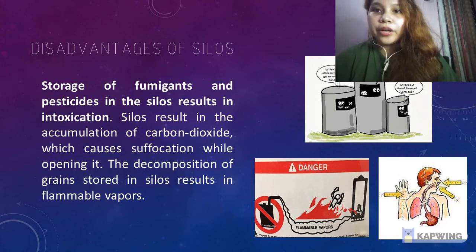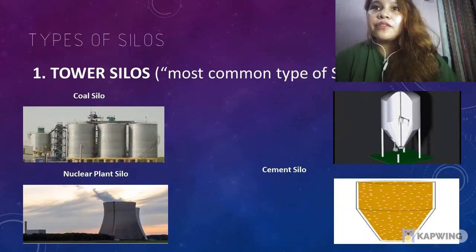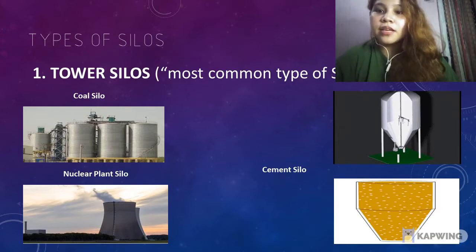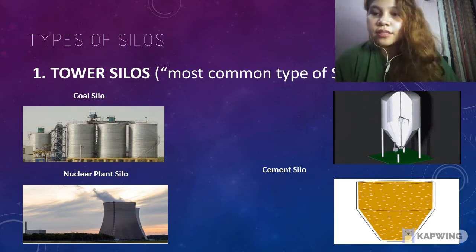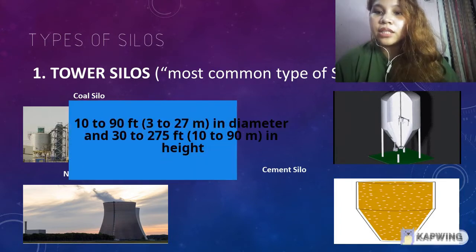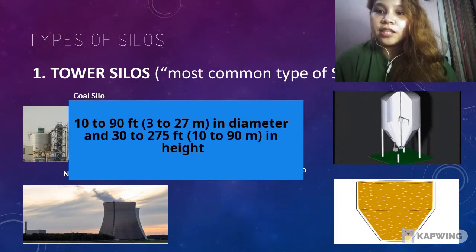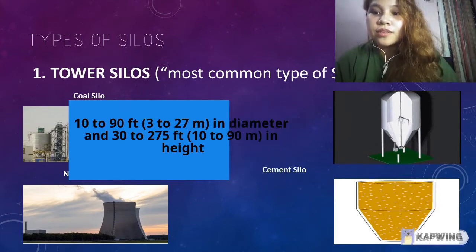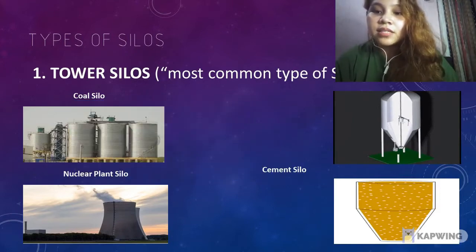And now we are going to proceed to the types of silos. So the first type of silos is the tower silos. It is the most common type of silos. These silos are cylindrical structures, typically 10 to 90 feet in diameter and 30 to 275 feet in height. They can be made of many materials such as wood staves, concrete staves, cast concrete, and steel panels.